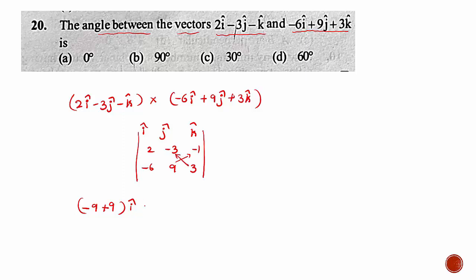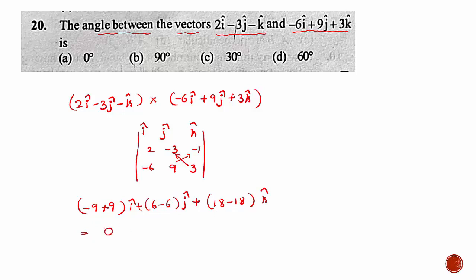Then the next term, 6 into minus 1 minus 6 into minus 1. So we will get plus 6, 3 2s are 6, into j cap. Then k cap: 9 2s are 18, then 6 3s are 18. That will be minus 18 k cap. So you can observe here 9 minus 9, 6 minus 6, 18 minus 18 gives the value 0.